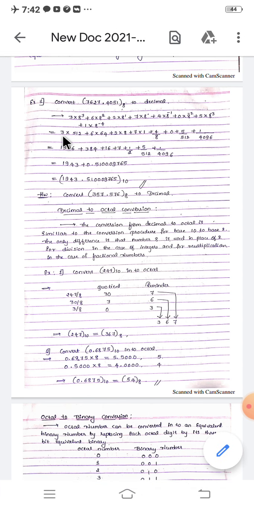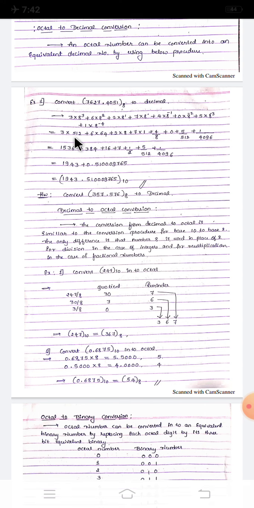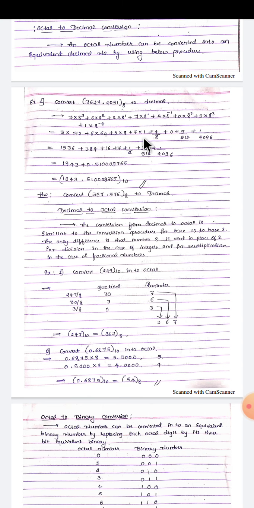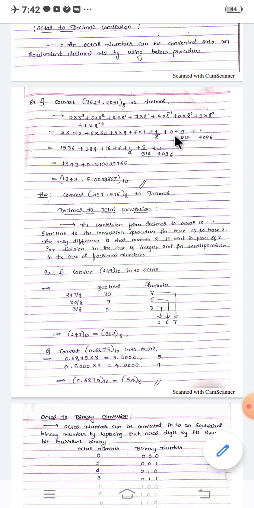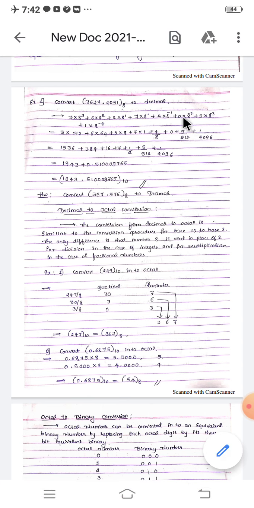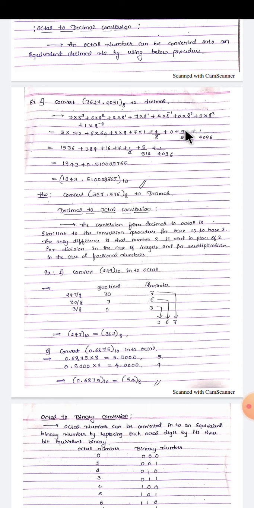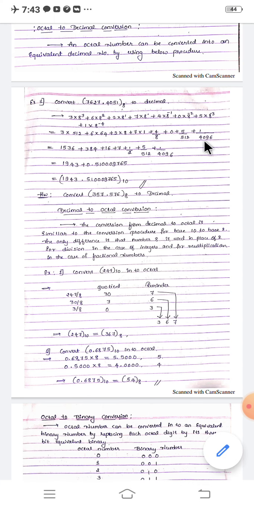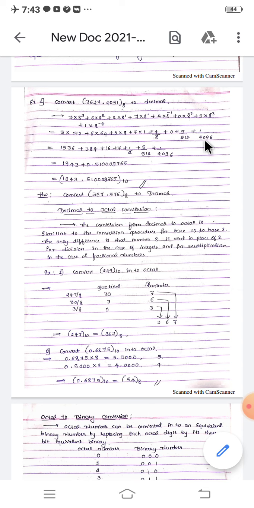Okay, next: 3 as it is, 8 cubed is 512, plus 6 as it is, 8 squared is 64, plus 2 as it is, 8 raised to 1 is 8, plus 7, anything raised to 0 is 1, plus 4, 8 raised to minus 1 is nothing but 1 by 8, plus 0, 8 raised to minus 2 is 1 by 64, times 0 is 0, plus 5, 8 raised to minus 3 is 1 by 512, plus 8 raised to minus 4 is 1 divided by 4096, that is 8 raised to 4.